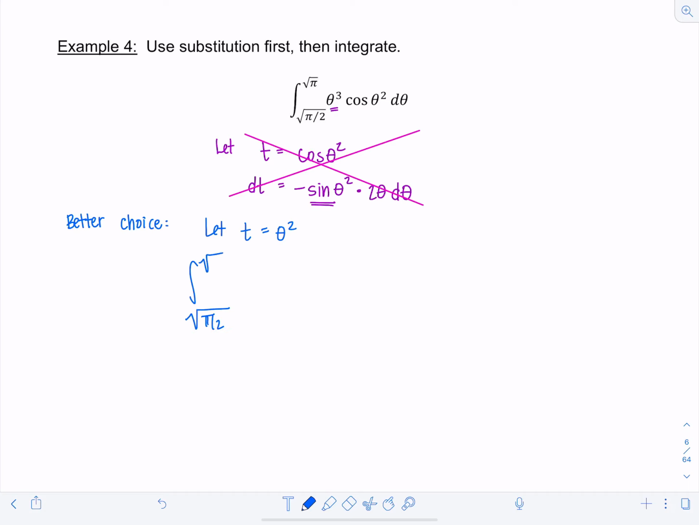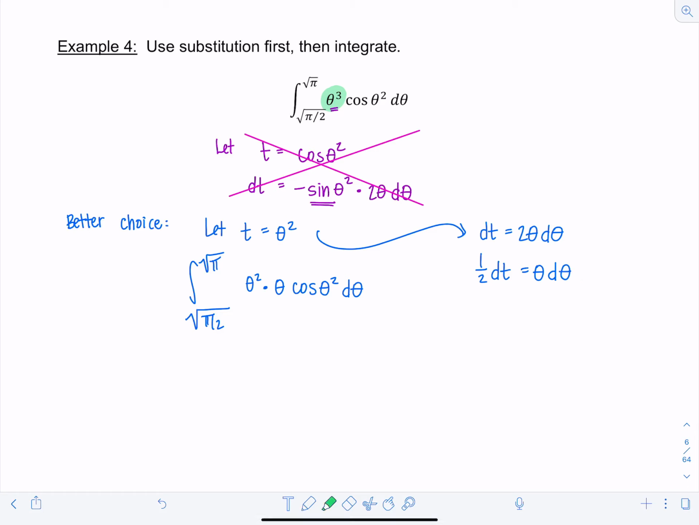So we have integral from rad pi over 2 to rad pi. And theta cubed, right? Here's theta cubed sitting so harmlessly. Theta cubed is theta squared times theta. And then I have cosine theta squared d theta. So if t is theta squared, that means dt is going to be 2 theta d theta. So 1/2 dt is theta d theta. And that's actually perfect.